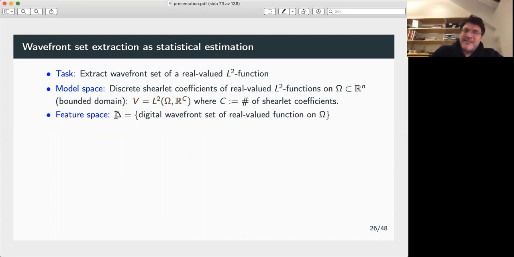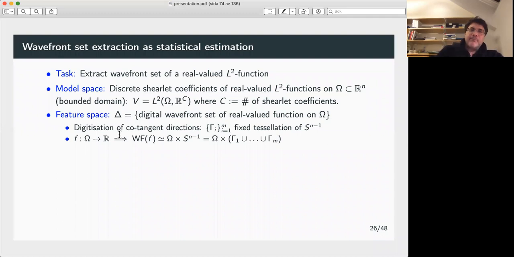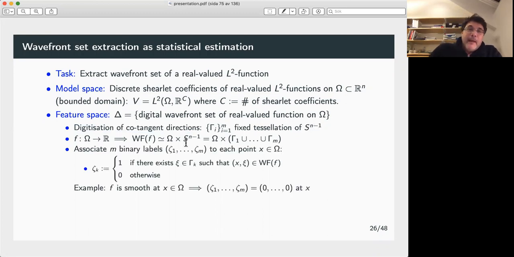What about the feature space, this mysterious set that we use to parameterize some probability measures on, right? What is that in our context? Well, elements in the feature space will be digital wavefront sets, or digitized, or discrete. What do I mean by that? Essentially, I'm already doing a discretization of the cotangent direction. So I'm essentially tessellating the sphere. And I'm associating to each point in this domain omega, where the image is living, M binary labels, okay? And each of these has the value 0 or 1, right?